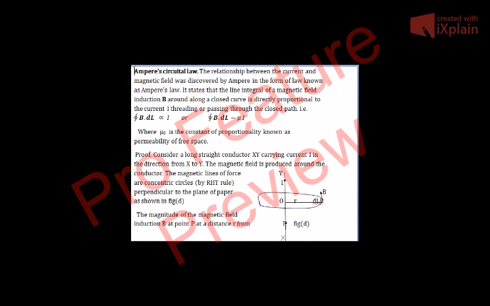By right hand thumb rule, the direction of the magnetic field is perpendicular to the plane of the paper. Remember this: the magnetic lines of force are concentric circles. As I already told you, we hold the conductor XY in our right hand, and if the current flows in the direction the thumb points, then the fingers will encircle the conductor in the direction of the magnetic field lines, or magnetic lines of force.